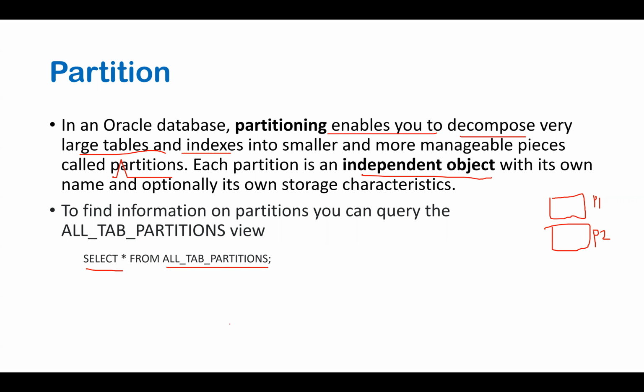To find information on the partitions, you can query select star from ALL_TAB_PARTITIONS in Oracle. Use this particular table, ALL_TAB_PARTITIONS. Here we do not have that, and we cannot create partitions since it is not the Enterprise Edition. ALL_TAB_PARTITIONS is a metadata table. In this table, you can use WHERE OWNER equal to HR and TABLE_NAME equal to this table name, and you can find all the partitions.